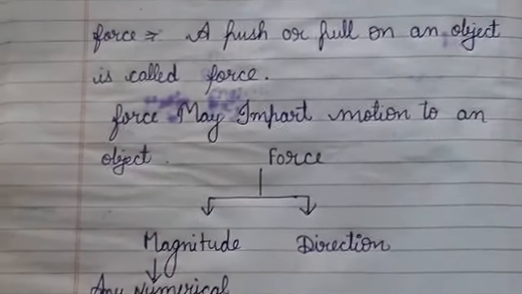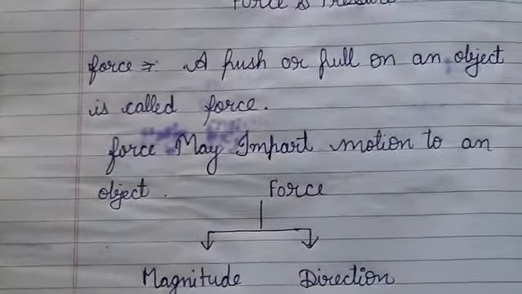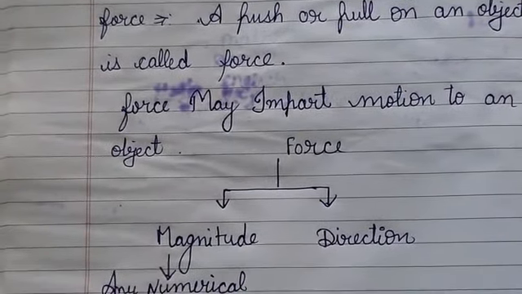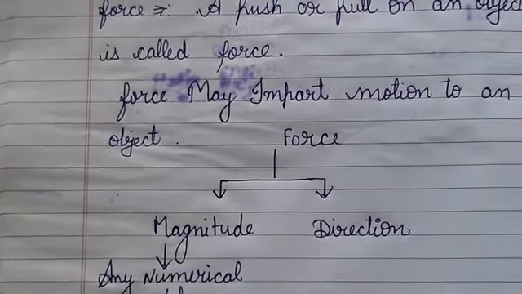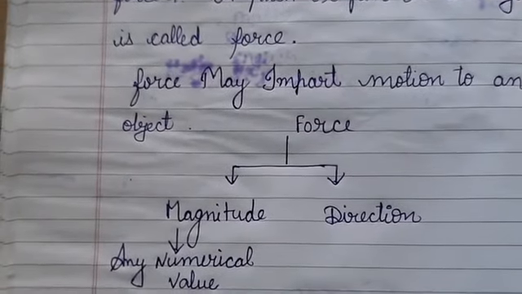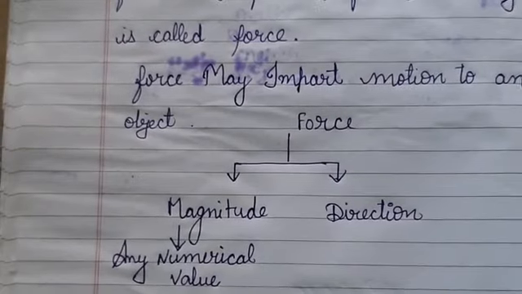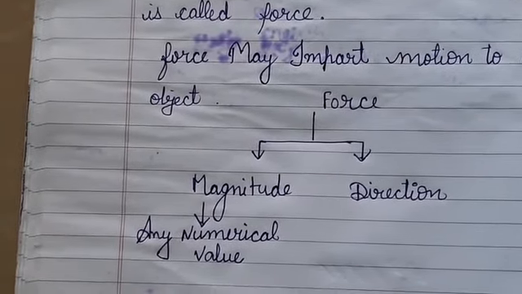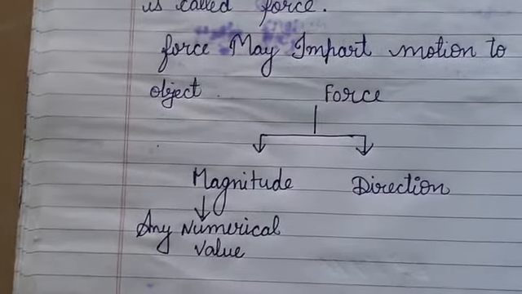A force may impart motion to an object. May, is it not possible that always the force imparts a motion? But maximum times you will see, or according to your level, you understand that where there is a motion, there is a force.